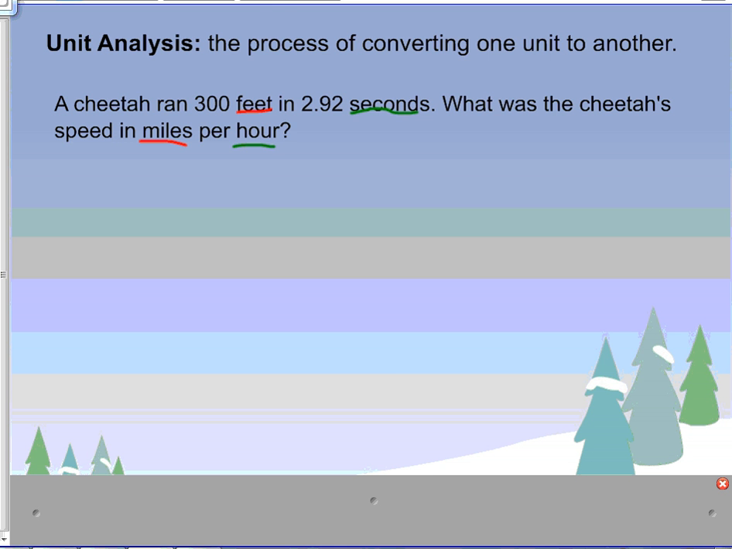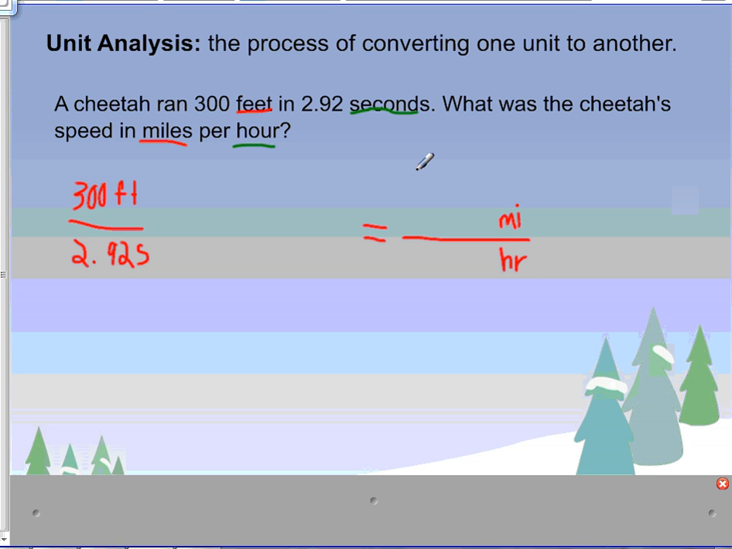All right, so with that, we're actually going to need to set up our original ratio, which in this case would be 30 feet over 2.9 seconds, and I'm just going to use S for seconds. Okay, and our goal is to get to some number with miles per hour.